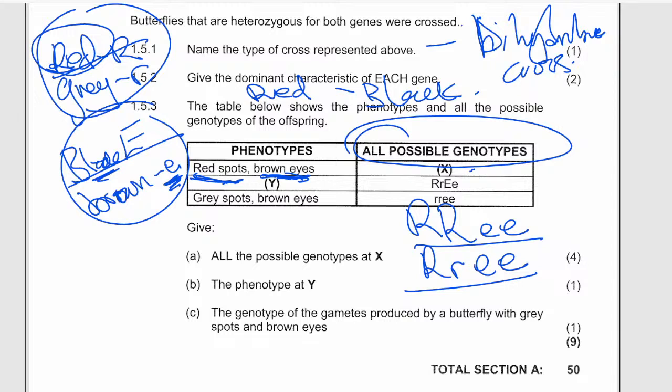Then we go to the next question. They are saying all possible phenotypes of Y. Capital R is red, so it means that Y is going to be red, and capital E is black, so it's going to be red and black. Yes, I think we got it.